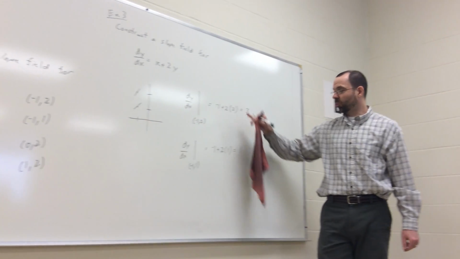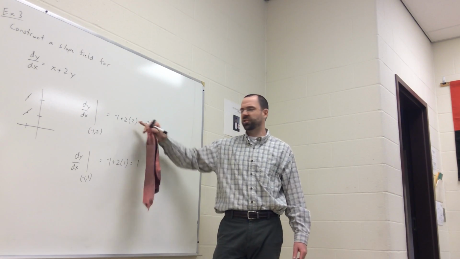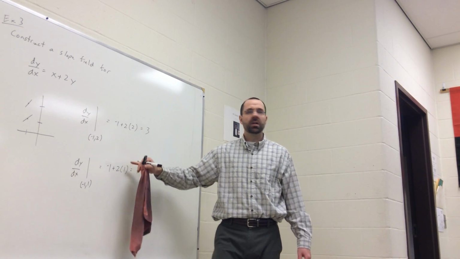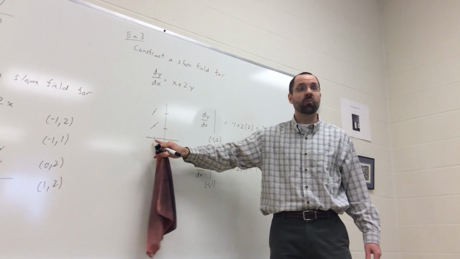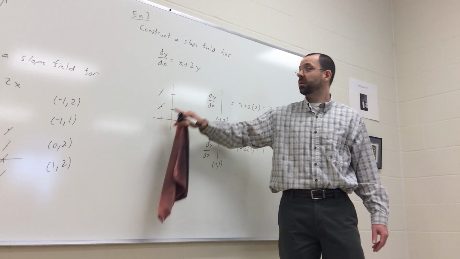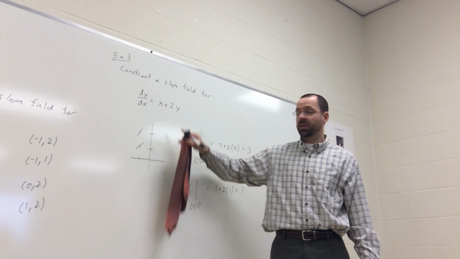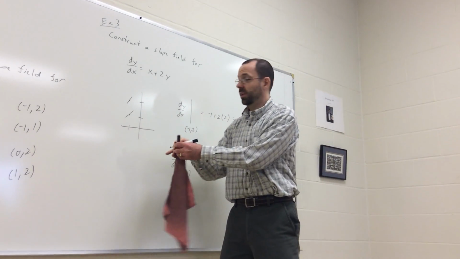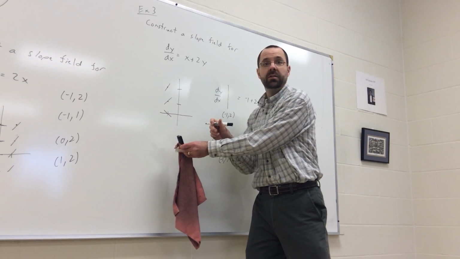Okay, after you show your work for a couple of points, then you can just start. I want you to show your work some, you know how I am, but after you show for a couple, then you can just start plugging in. This is the point -1, 0, right? So 2 times 0 is 0, -1 plus 0 is -1. So the slope there should be -1. So it's a 45-degree angle, but going the other way.